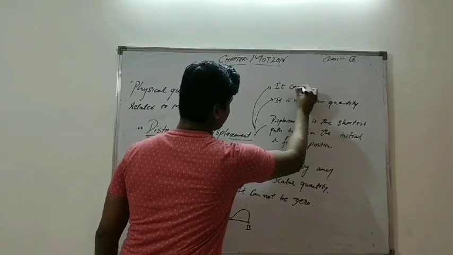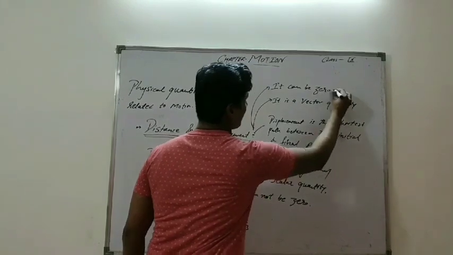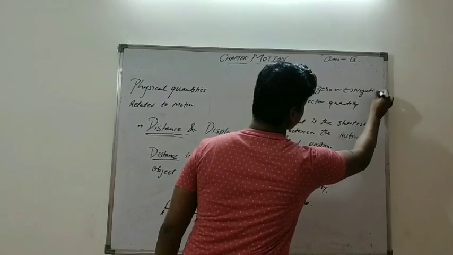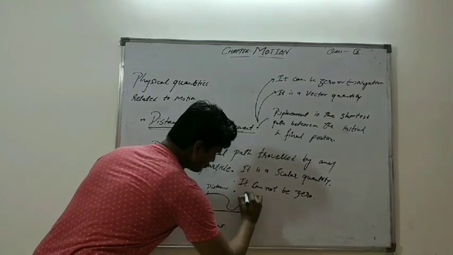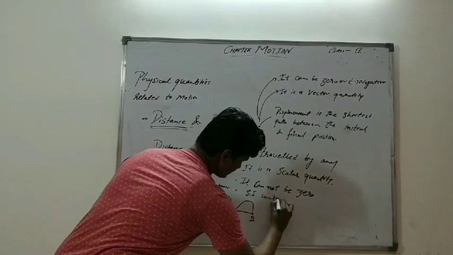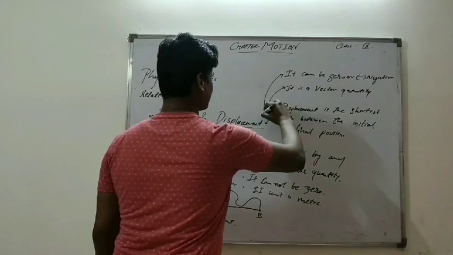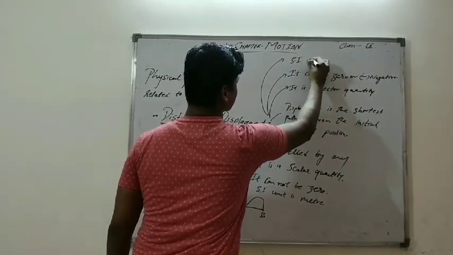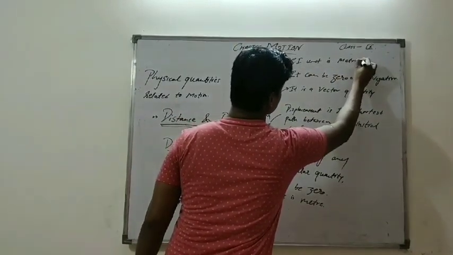It can be 0 or negative. Distance. The SI unit of distance is meters. For displacement, it is the same. The SI unit of displacement is meters.